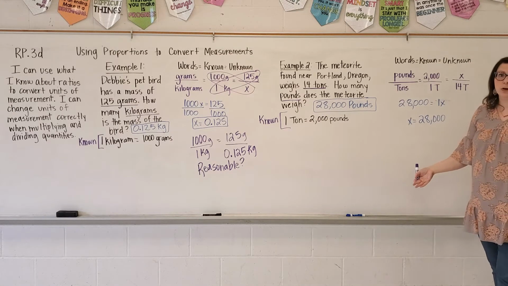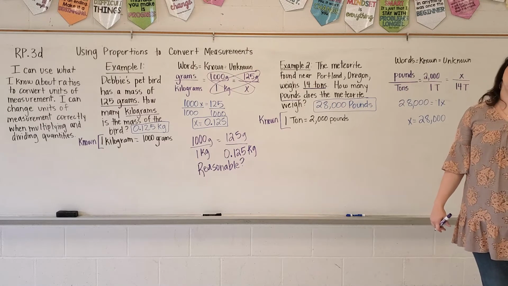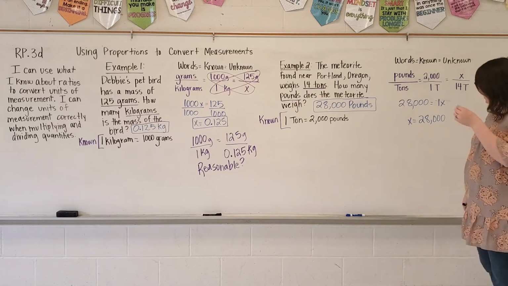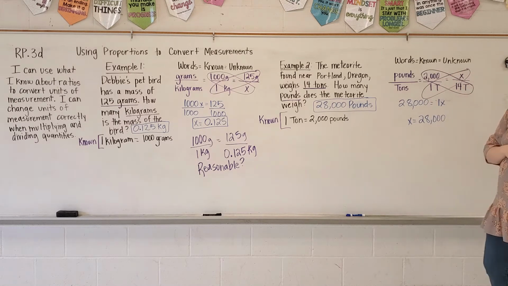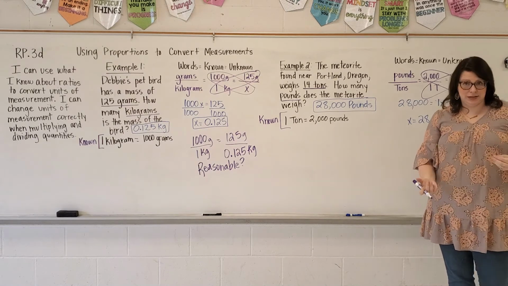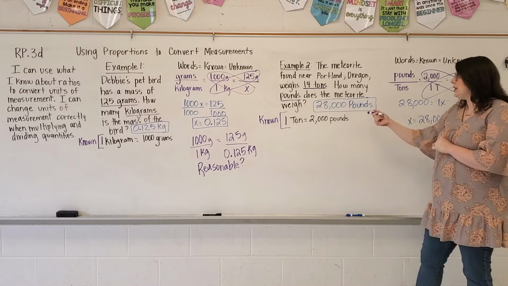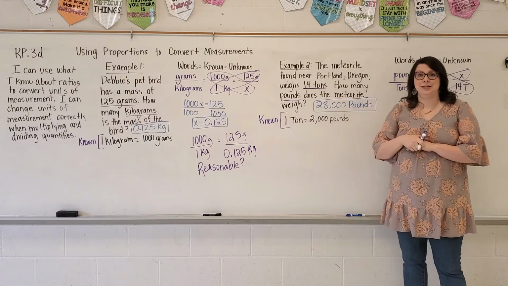Always use words, known, unknown, for proportions unless you are using proportions to solve a percent problem. And you can refer back to our percent video to look at how that is set up as well. Okay, so now we cross multiply. 2,000 times 14 becomes 28,000. And 1 times x becomes 1x. Any number divided by 1 is itself, so x is equal to 28,000. So there are 28,000 pounds in 14 tons.